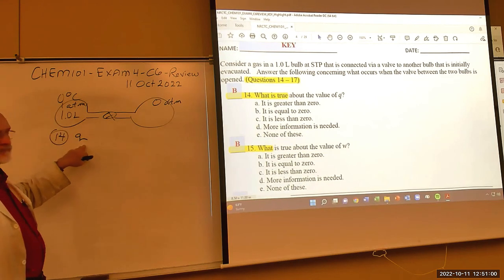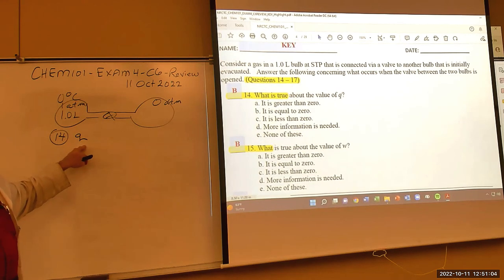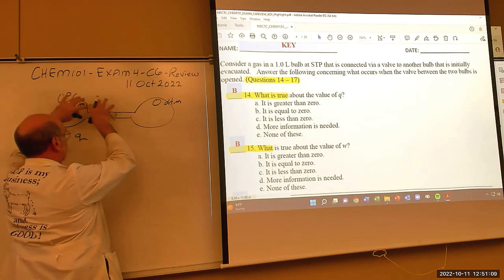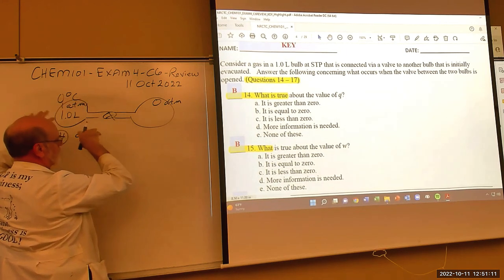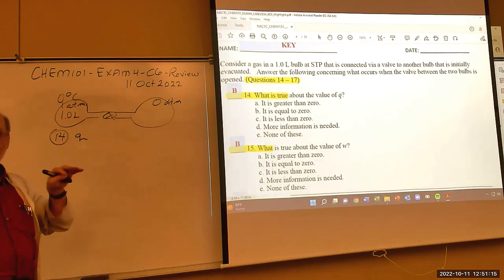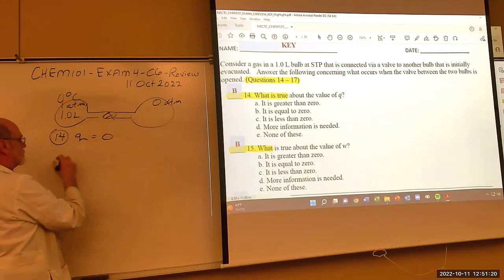What's Q for this system? It's 0, right? All we've done is expand the system to include that one, but the amount of heat that's in that system is still there. It hasn't moved. So Q is equal to 0.